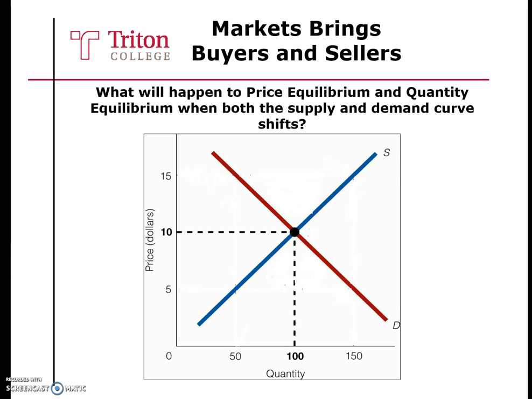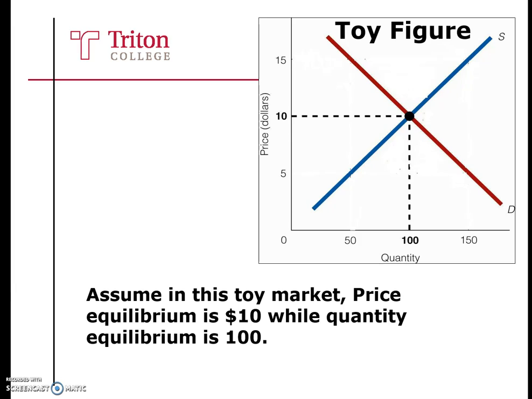Remember, the demand curve represents buyers, while the upward sloping supply curve represents sellers. Let's assume this is a toy market. Let's assume in this toy market, price equilibrium is $10 while quantity equilibrium is 100.